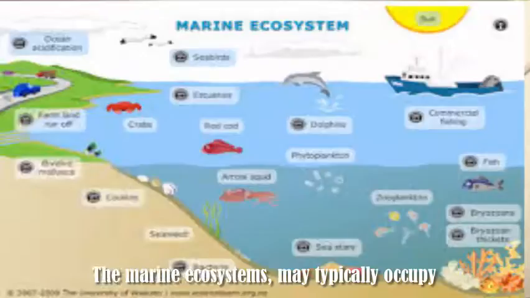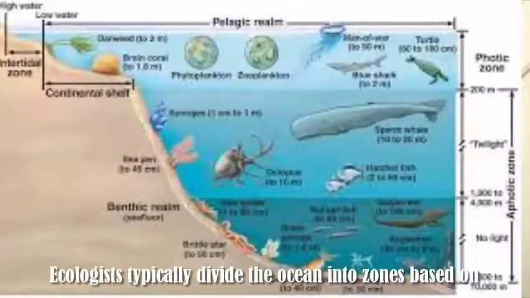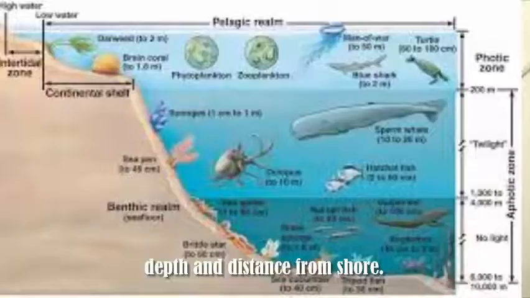The marine ecosystems may typically occupy specific areas within the ocean. Ecologists typically divide the ocean into zones based on depth and distance from shore.